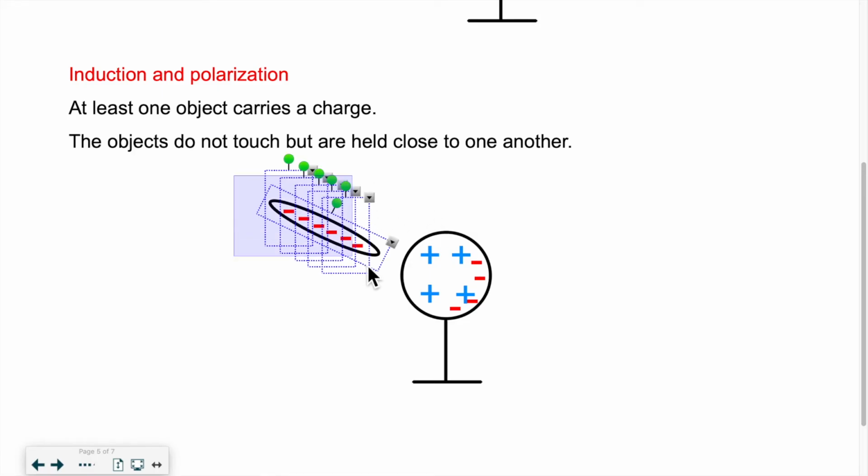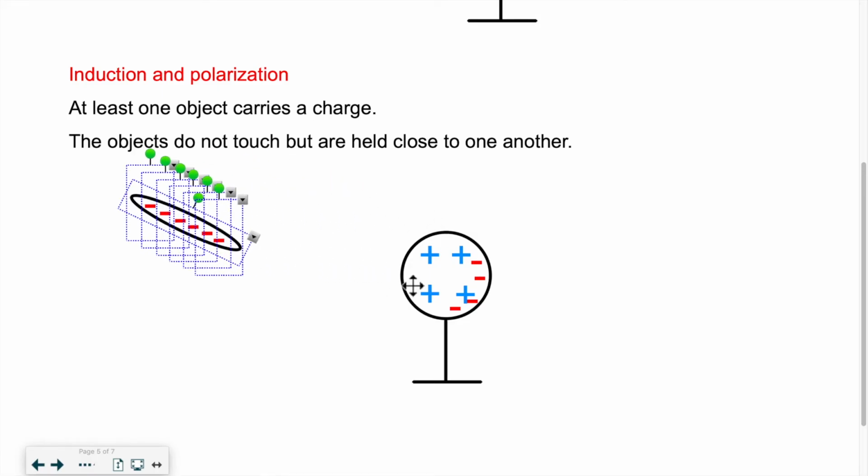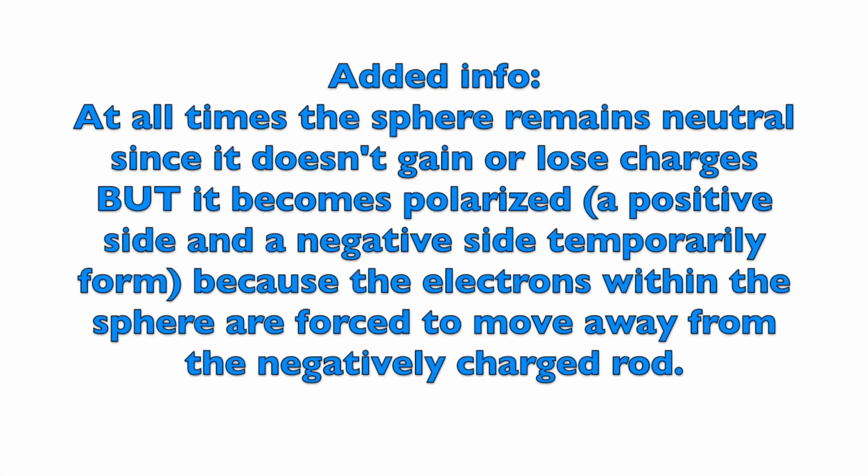Now, what would happen if I move my rod away? Well, these electrons are presently repelling each other, but there's nothing in their way anymore. So they will move back to where they belong and away from one another to create a neutral sphere. So that's induction, which causes polarization.